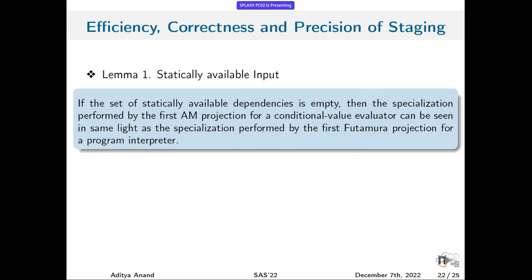in partial evaluation, how we were performing the specialization, we can see in the same way if we don't have any statically available conditional values. We can see in the same way how partial evaluation evaluates the program. Partial evaluation specializes the program. This is the first lemma.